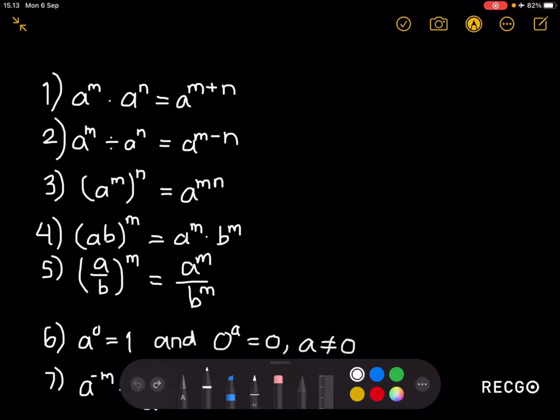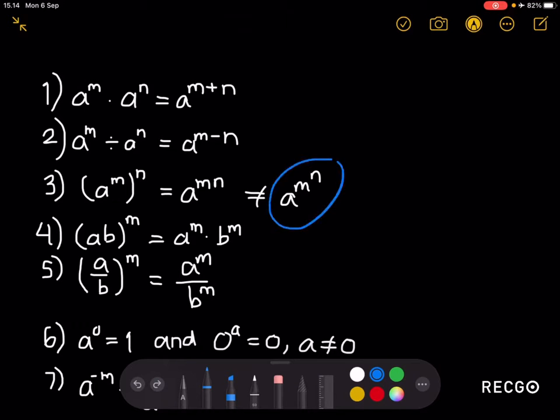The similar thing works for division. So if we have a to the m divided by a to the n, this means a to the m minus n. So division means subtraction of exponents. And third, if we have a to the m in parentheses and then all that to the n, this essentially means a to the m times n. Note that this is not equal to a to the m to the n.